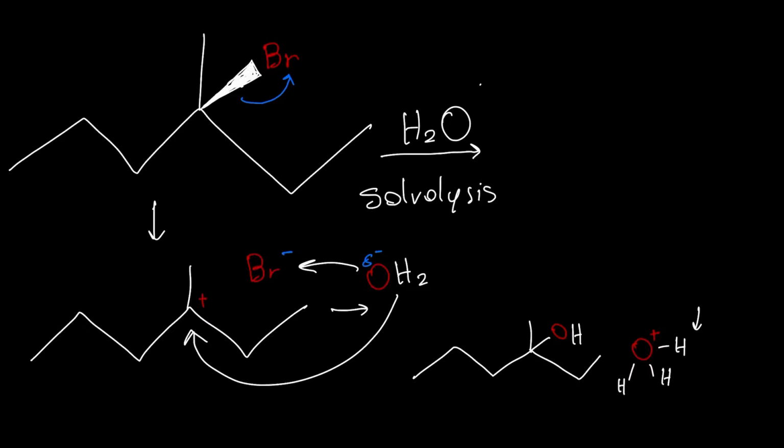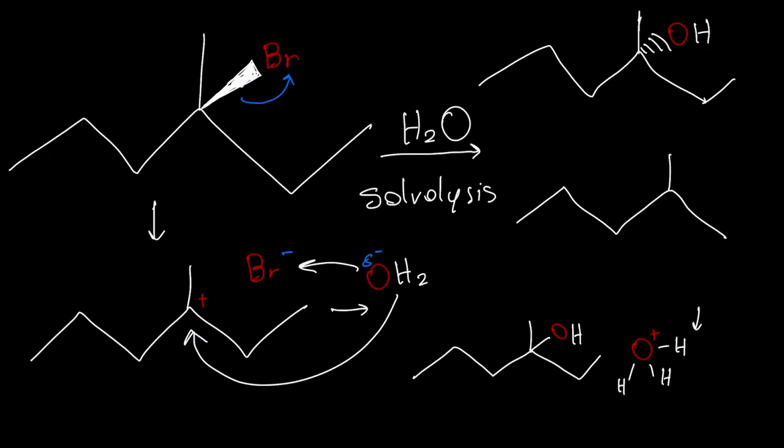So in this situation, the major product is actually going to be the inversion and not the retention, which means that if we had a wedge initially, more of our products are going to have a dash, which would mean that the water came from the back and not from the front. So this is going to be the major product, and this is going to be the minor product.